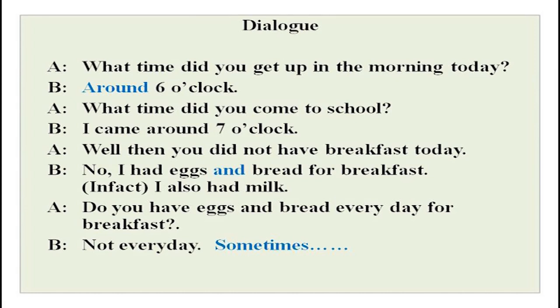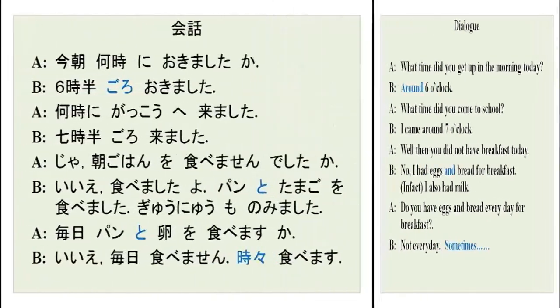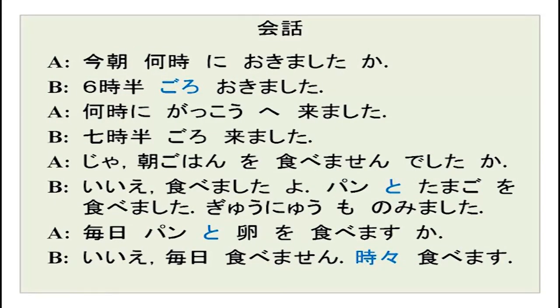What time did you get up in the morning today? Around 6 o'clock. What time did you come to school? I came around 7 o'clock. Well, then you did not have breakfast today? No, I had eggs and bread for breakfast. In fact, I also had milk. Do you have eggs and bread every day for breakfast? Not every day, sometimes. So, well, this is the translation, may not be exact translation, but this is how you would say what is there in the language in Japanese, like this in English. So, please don't try to translate it word by word. The meaning just might change.